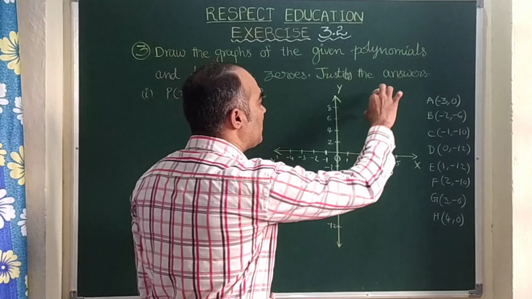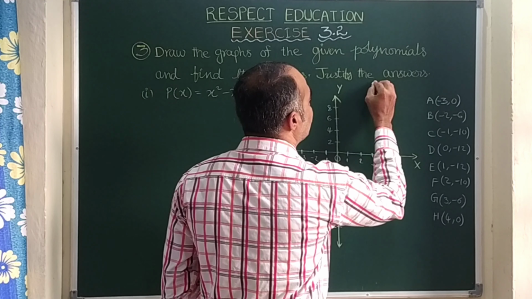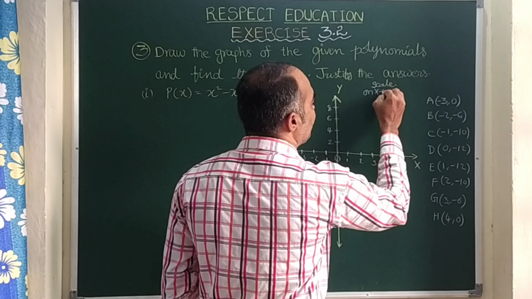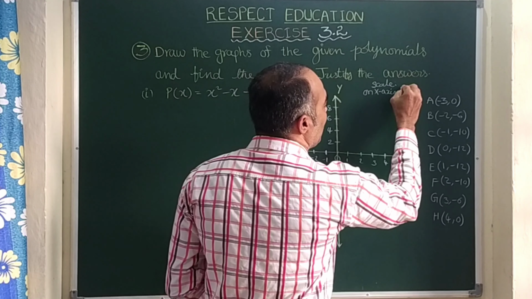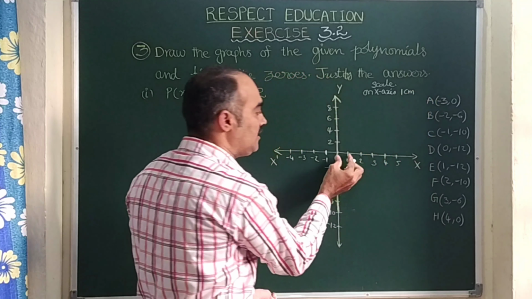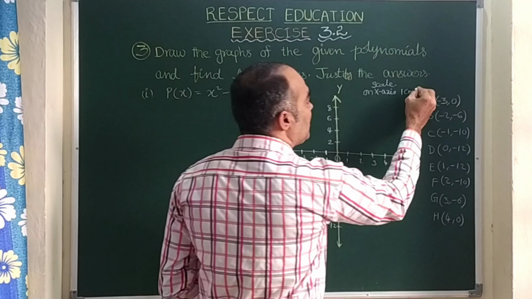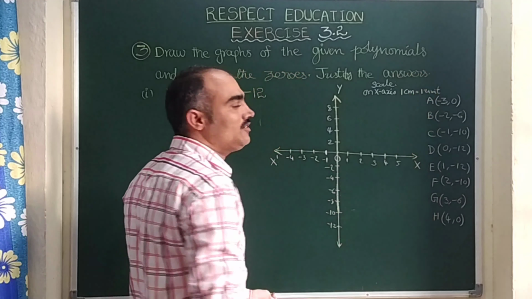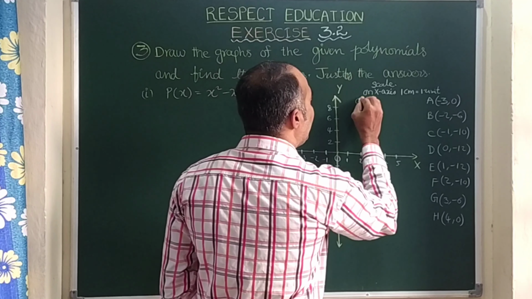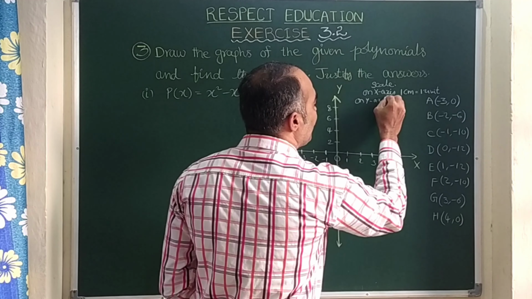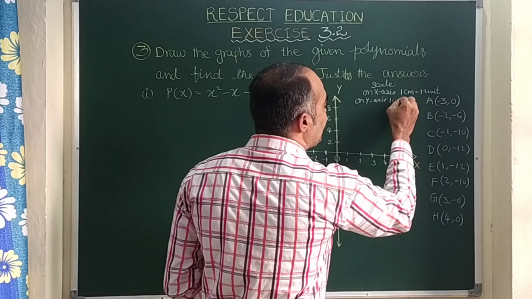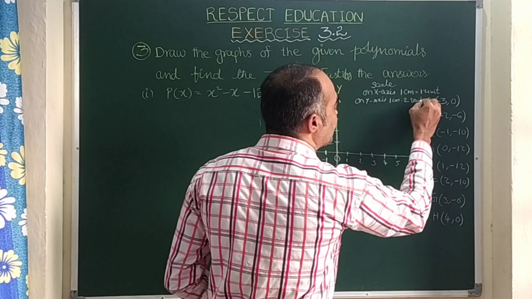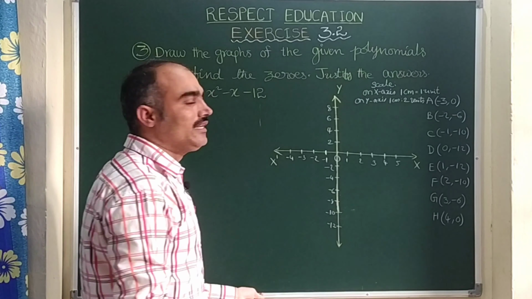So without forgetting, let us write the scale here. Scale on x-axis: 1 centimeter, that is fixed. Here 1 centimeter I am taking as 1 unit. On y-axis, 1 centimeter I am taking as 2 units. So I am writing here 2 units. So let us plot the points now.